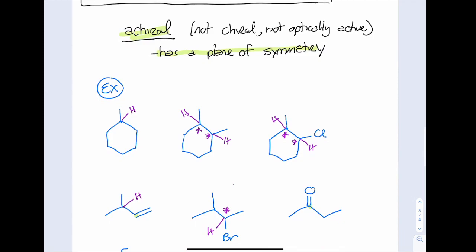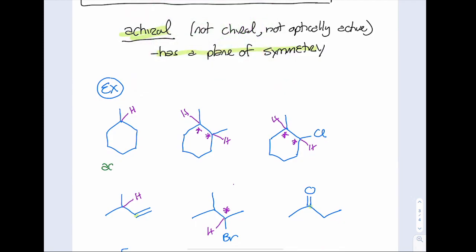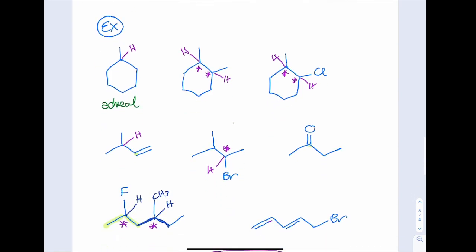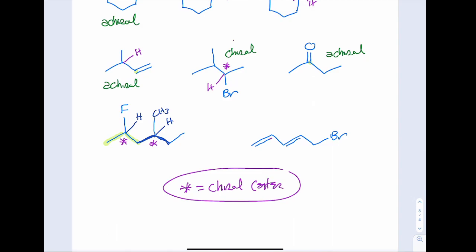So going back down, this first one, no chiral center, so achiral. Let's save the ones that have 2 for last. This one, no chiral center, so achiral. 1 chiral center, so chiral. No chiral centers, achiral. 2 chiral centers, we're saving that one. This one, no chiral centers, so achiral. Okay.